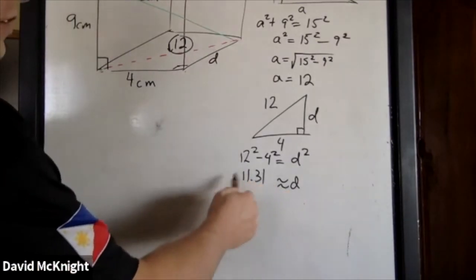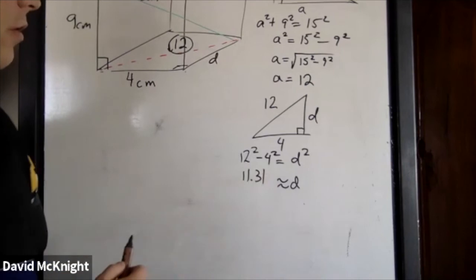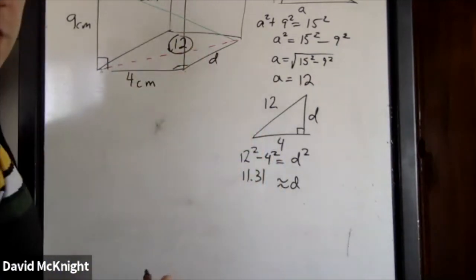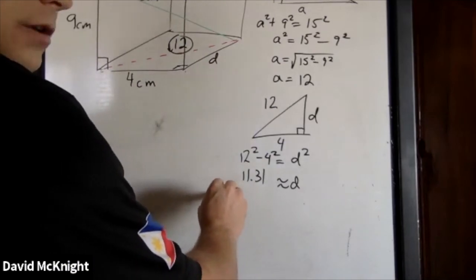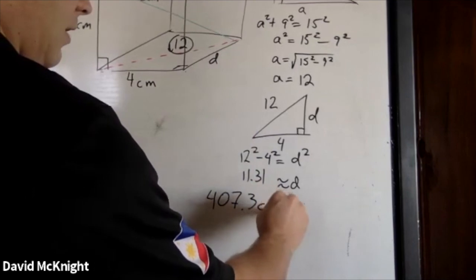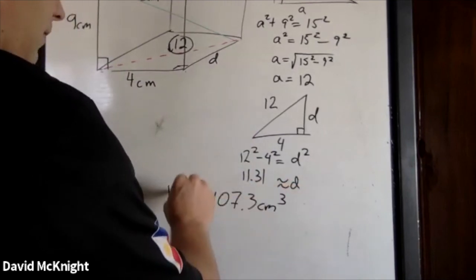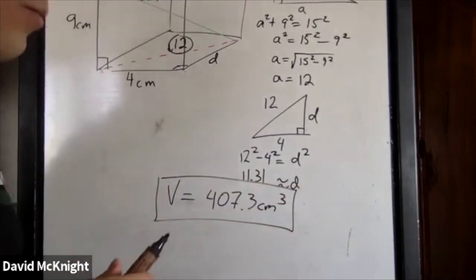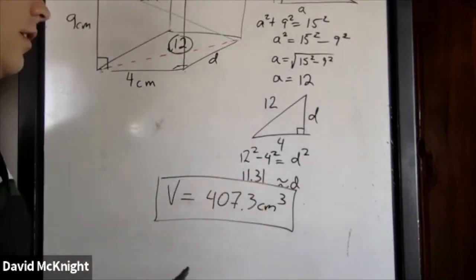And we should actually keep this in the calculator as a square root, keep it perfect. And so when we find the volume, we should get 407.3 centimeters cubed. Okay. And if it's slightly off of that, it's probably because we rounded it too early.